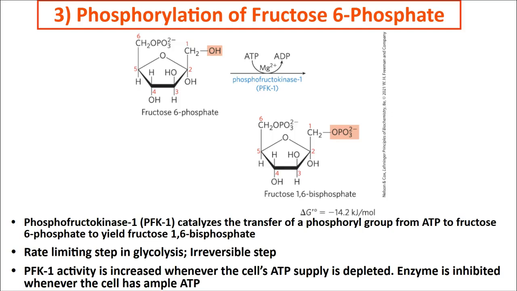But also, if we have too much ATP around, then the enzyme is actually inhibited. And so it will see that it doesn't need to work as hard because we have plenty of ATP, so we don't need to invest as much in stage 1 of glycolysis to produce more ATP since we have an ample amount around.